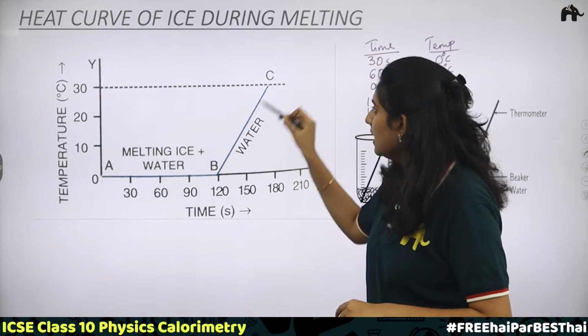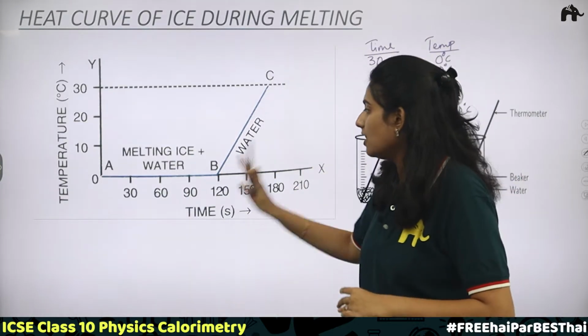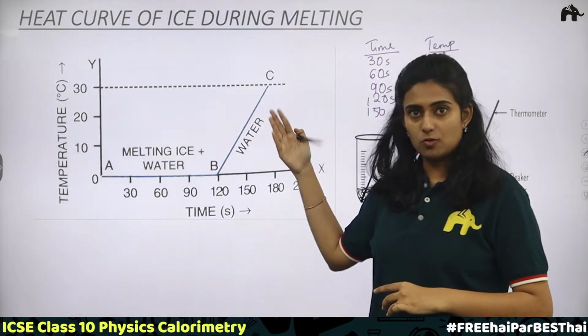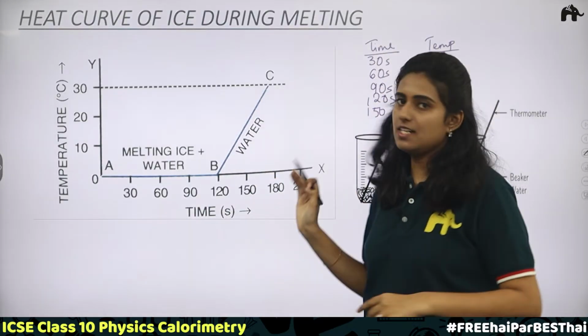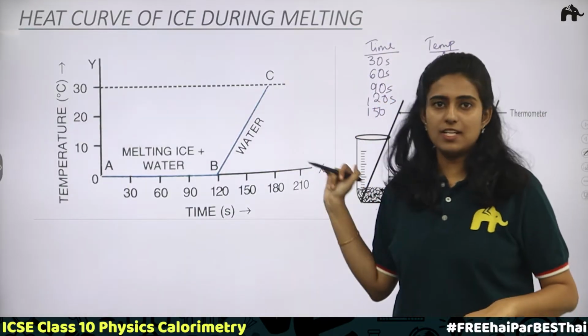Okay, after that till BC, in the region BC, what is happening? There is a rise in temperature. All the ice has got completely converted to water. Only then there is a rise in temperature. Clear? So this is the heat curve of ice during the melting process.